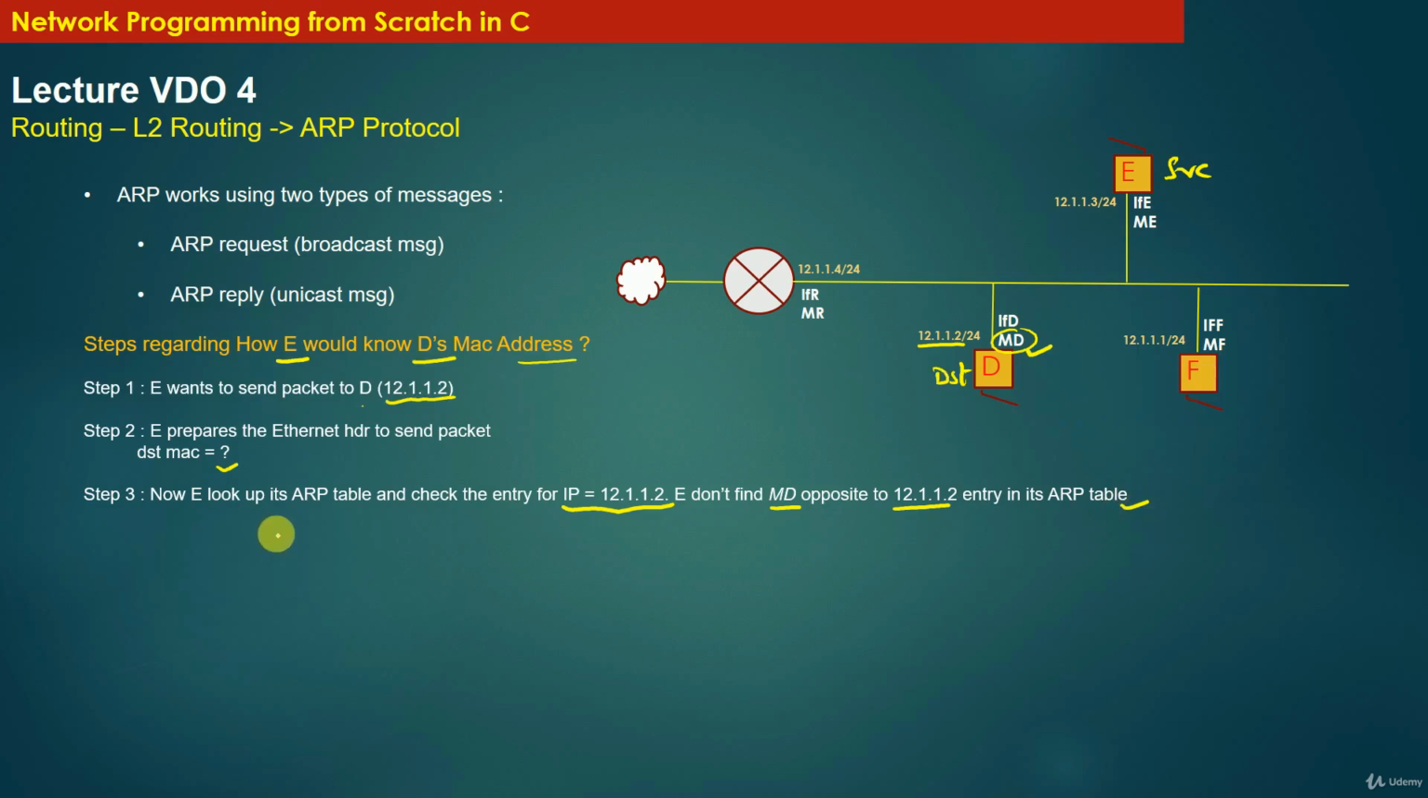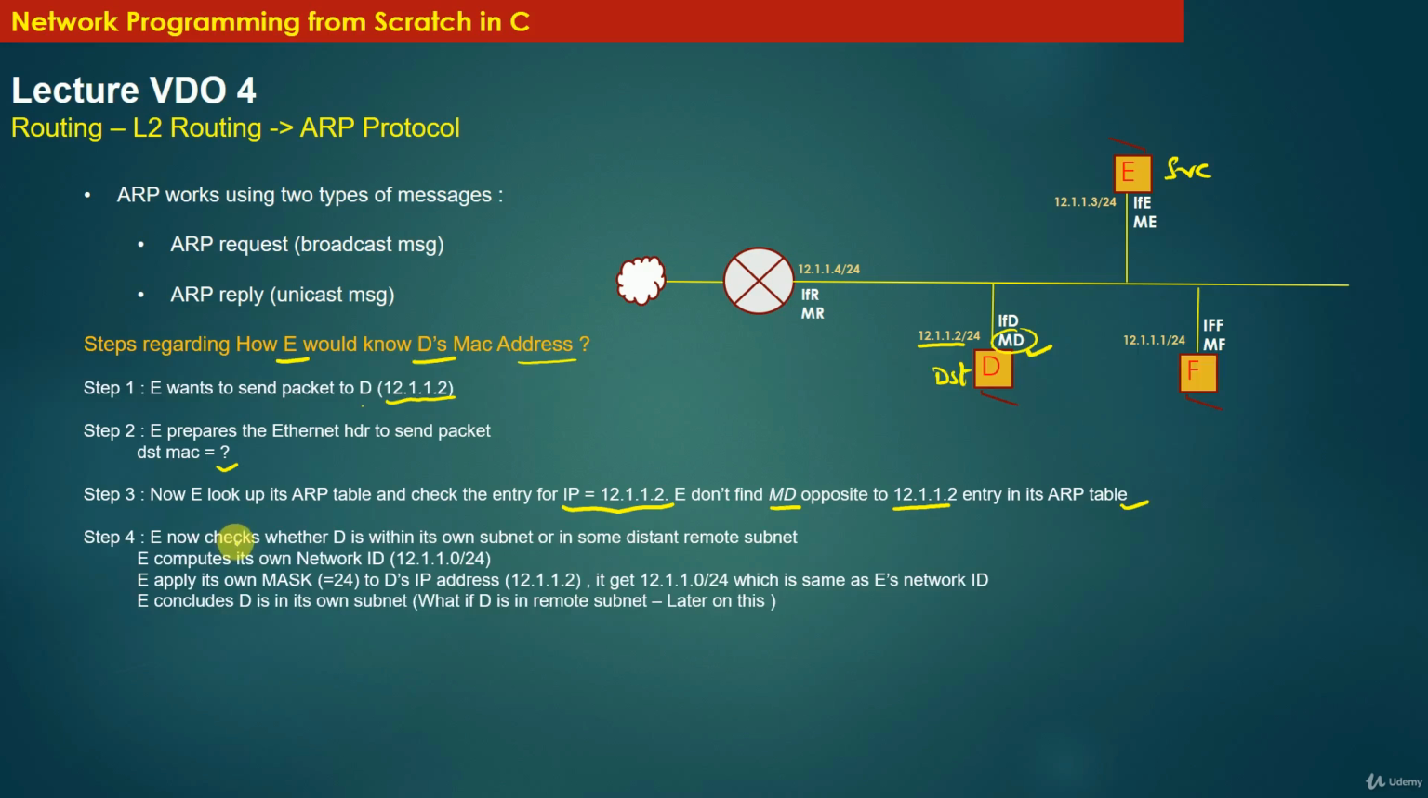So after step number 3, source machine E knows that it has to make use of ARP protocol in order to know the MAC address of destination machine D. So the next thing that the source machine E does is check whether the destination machine D is in its own subnet or in some distant remote subnet. So these are the 3 steps using which the source machine E can know whether the destination machine D is in the local subnet or in a remote subnet. So what are these steps?